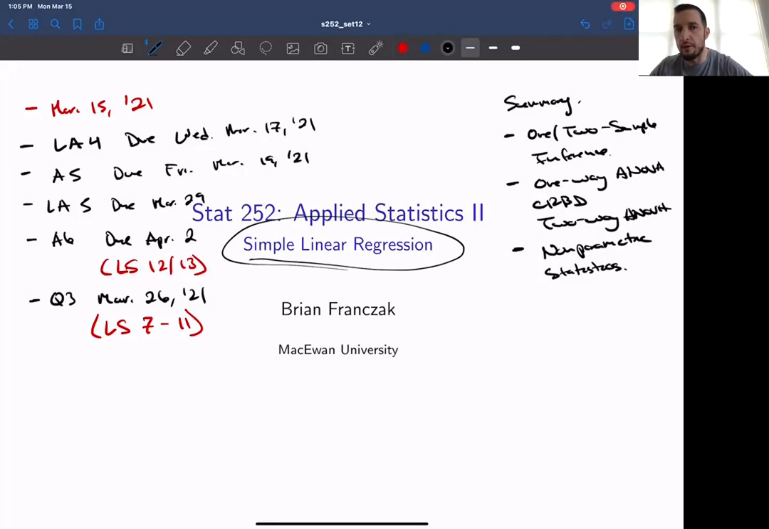I'll get some practice problems up for Q3 in the next couple days. And other than that, we'll just keep mowing through. We're getting closer. The number of assignments is dwindling. We're getting near the end now.